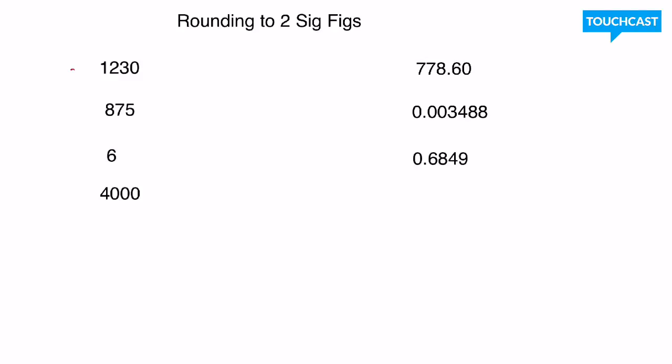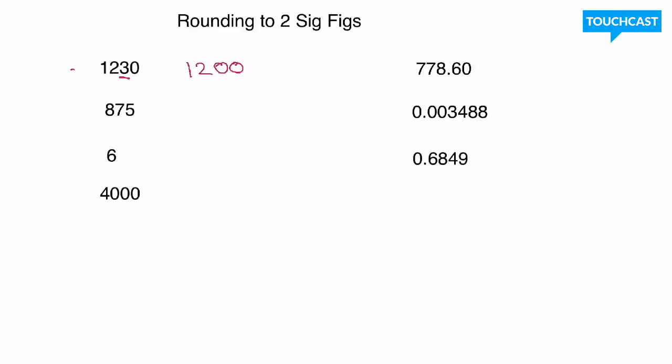1,230. This number currently has 3 sig figs. If there's no decimal, the zeros at the end of the number are not significant. But I do not need this 3. This 3 is an extra significant figure that we're not supposed to represent. So if our calculator gave this as an answer and we were supposed to have only 2 significant figures, I would keep my 1, I would keep my 2, and I would change that 3 to a 0 and keep the last 0. So now the number 1,200 has only 2 significant figures.